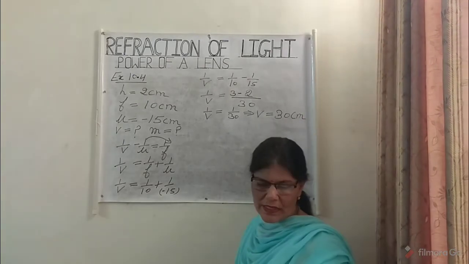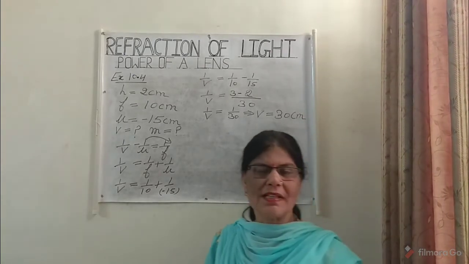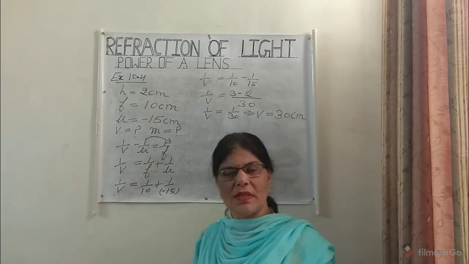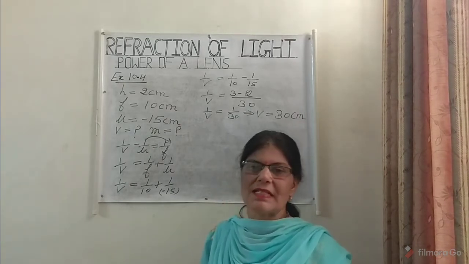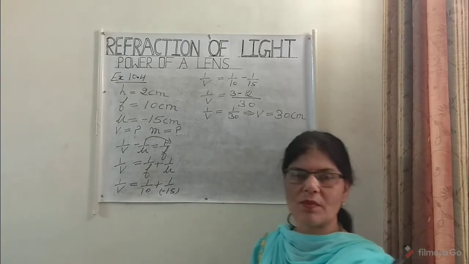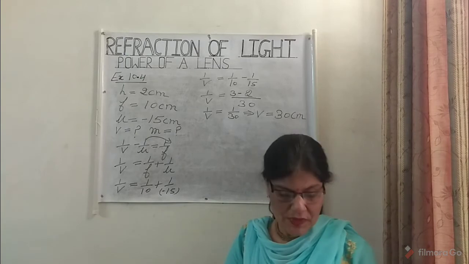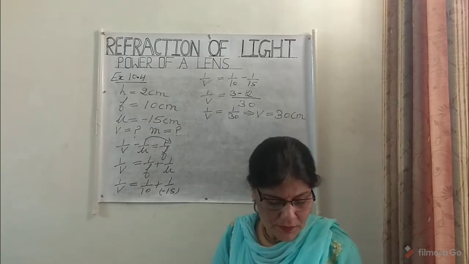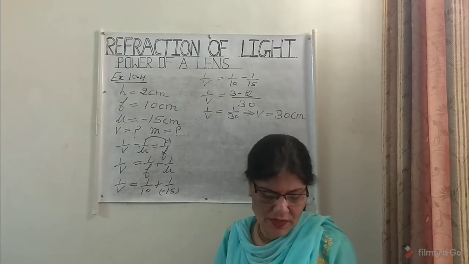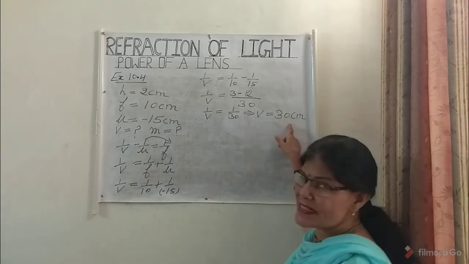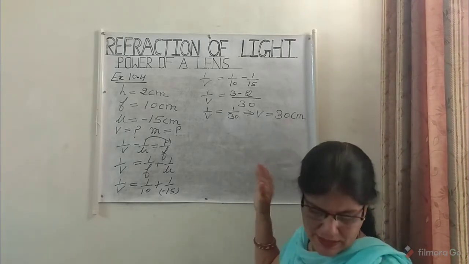V is equal to 30 centimeter. So this V is the distance of the image from the optical center. So we have done one part of the question. Another thing is asked: nature, position and size of the image. Position we have calculated, it is at 30 centimeter from the optical center.